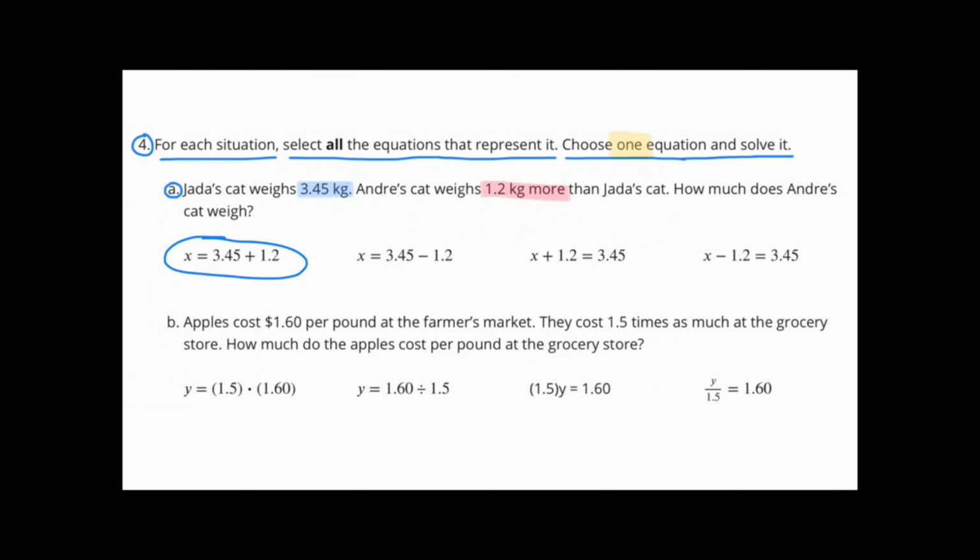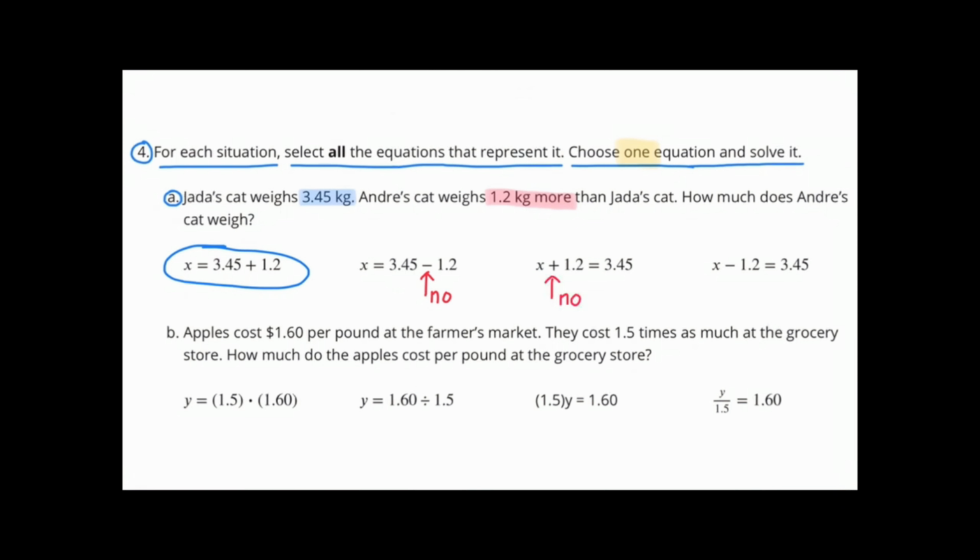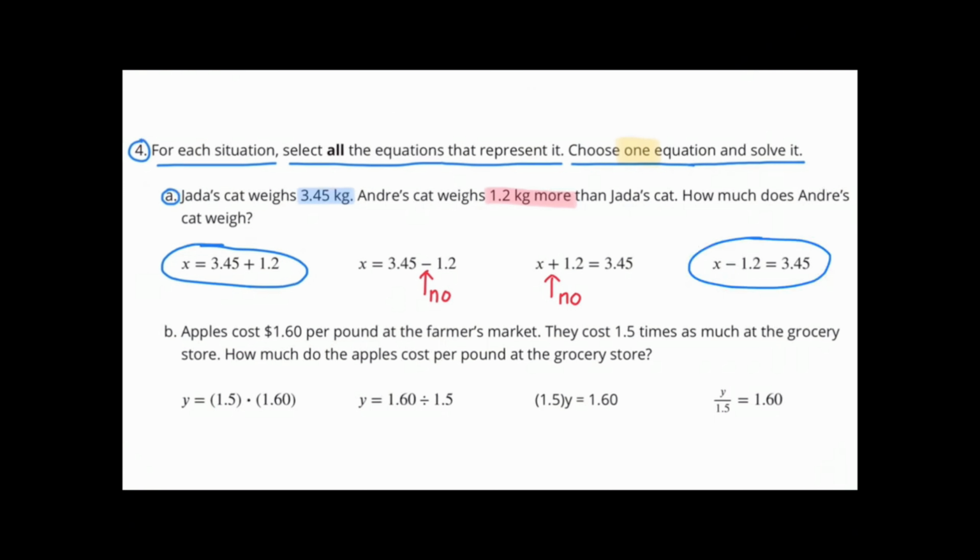This first equation represents it. X equals 3 4/45 kilograms plus 1 2/10 kilograms. And there the X represents the weight of Andre's cat. This next equation does not represent the situation, as Andre's cat weighs more than Jada's cat, not less than Jada's cat. The third equation also doesn't represent the situation, as Andre's cat does not weigh less than Jada's cat. The last equation does represent the situation, as Andre's cat minus 1 2/10 kilograms equals the weight of Jada's cat.